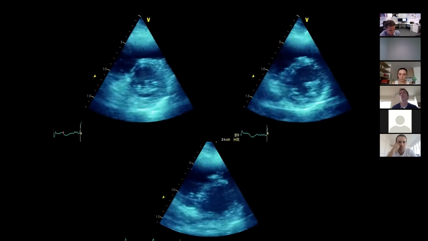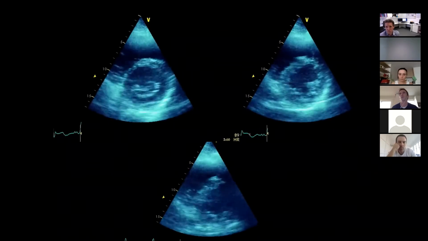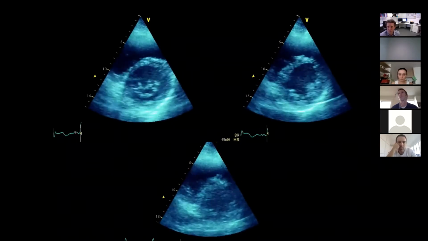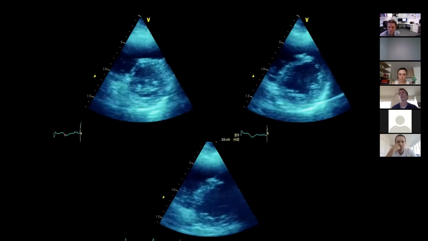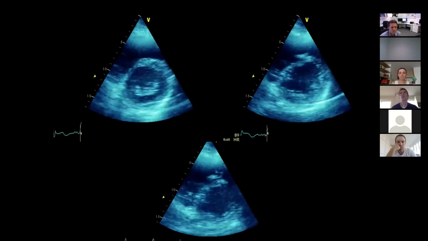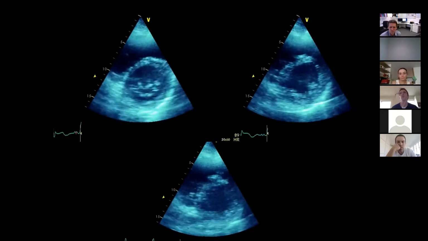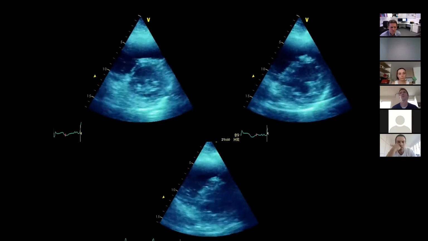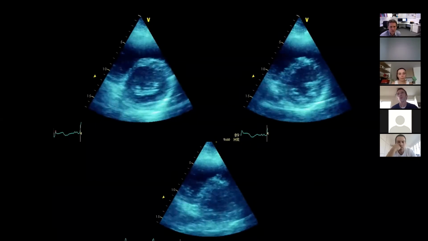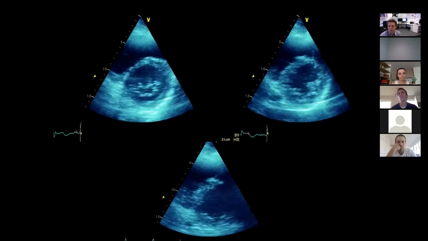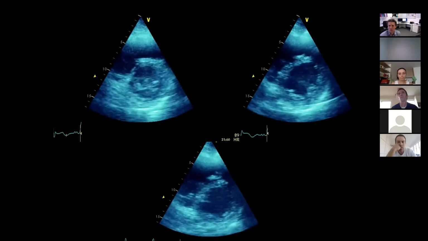Still seems a global pattern, and it's reasonably cut. There's a little bit of abnormal septal motion, and the QRS complex looks narrow. Right, so what can cause that? If you've got a normal QRS, what else can cause your septum to bounce?